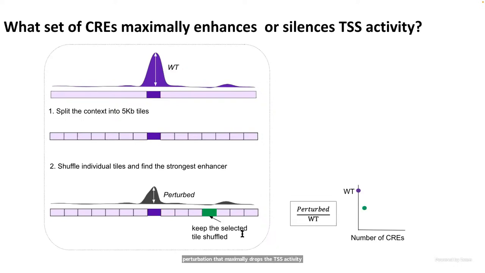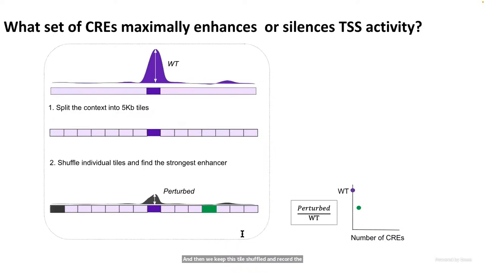At the first iteration, we search for the tile perturbation that maximally drops the TSS activity, and then we keep this tile shuffled and record the normalized prediction at the TSS. At the next iteration, we keep the cree shuffled and run another round of search for the most enhancing cree within the remaining tiles. We continue the search, and for each iteration, plot the normalized TSS signal.